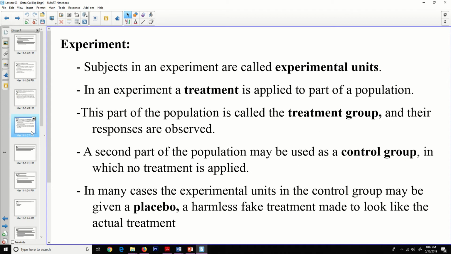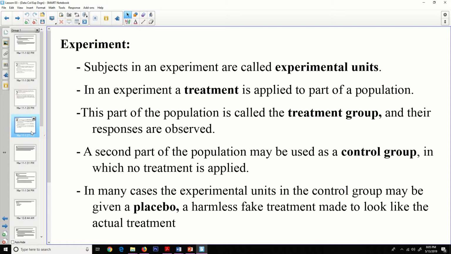An experiment. In an experiment, the subjects of that experiment are called the experimental units. So we've got some definitions here. In an experiment, a treatment is applied to part of the population. So you're going to do something to part of the population. You're going to leave the other part of the population alone, or do something different with them. And then you're going to examine what happens to them after that.